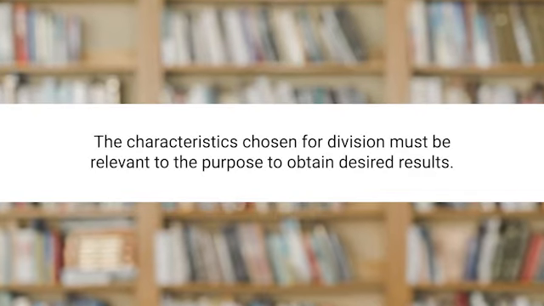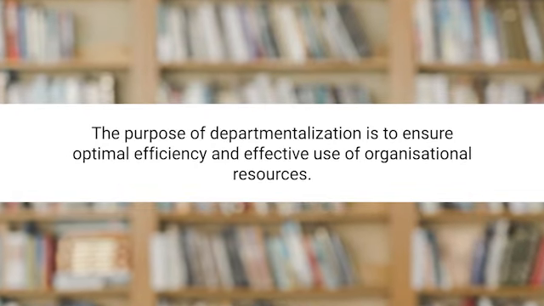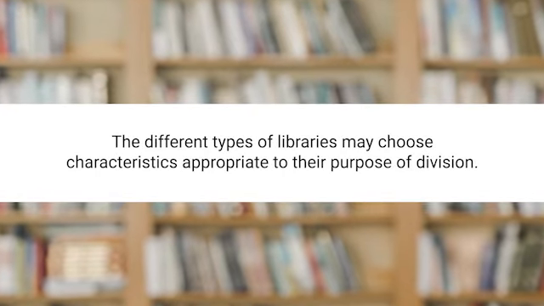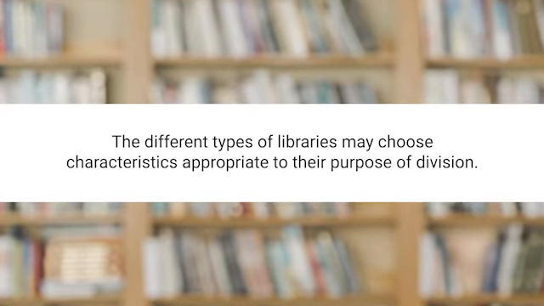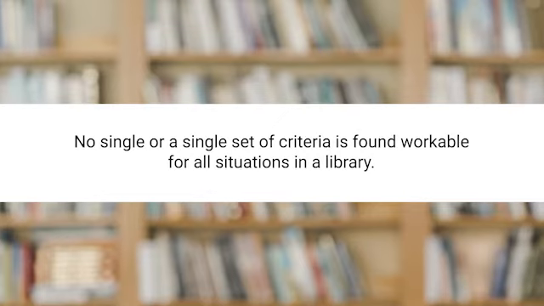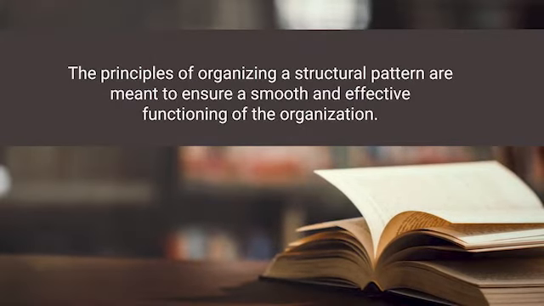Points to remember, second component: the characteristics chosen for division must be relevant to the purpose to obtain the desired result. The purpose of departmentalization is to ensure optimal efficiency and effective use of organizational resources. The different types of libraries may choose characteristics appropriate to their purpose of the division. No single set of criteria is found workable for all situations in a library. The principles of organizing a structural pattern are meant to ensure a smooth and effective functioning of the organization.